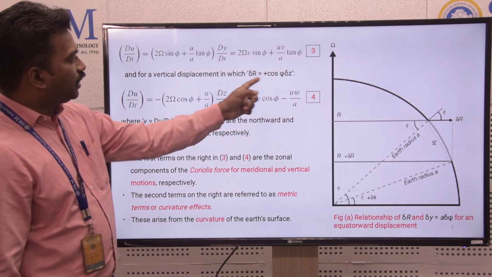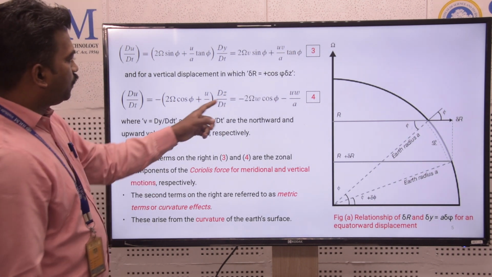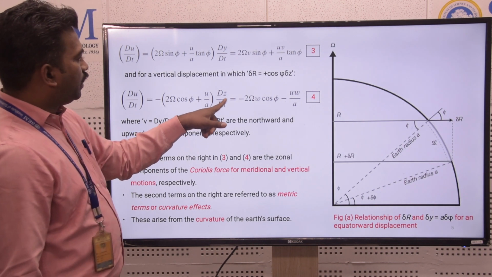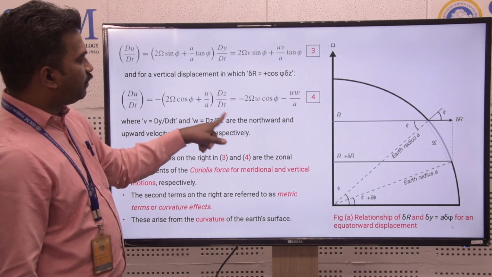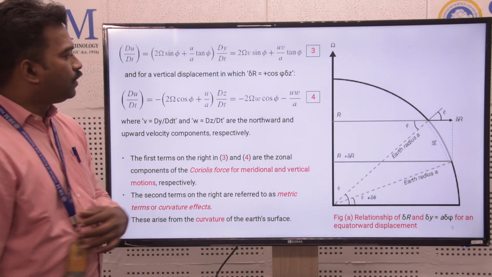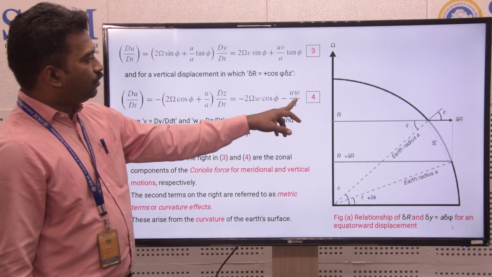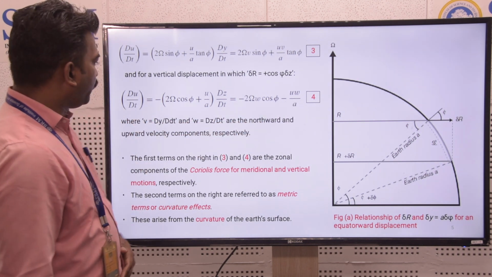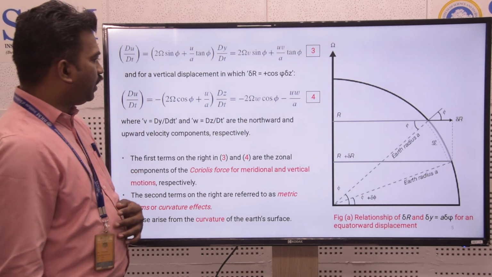So when you substitute delta r as cos phi delta z, you will obtain it like this, where you're replacing dz by dt with w, which is called the vertical velocity. So minus uw by a. So we obtained the equations.